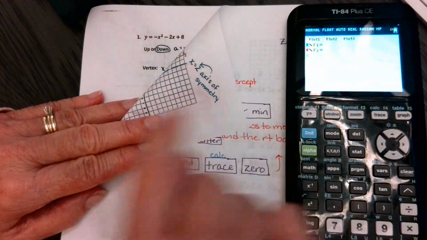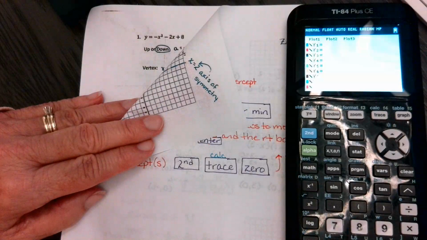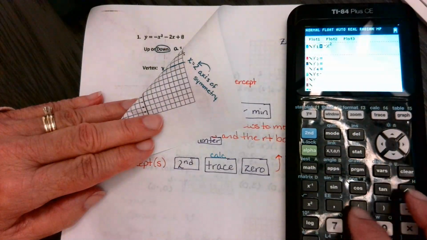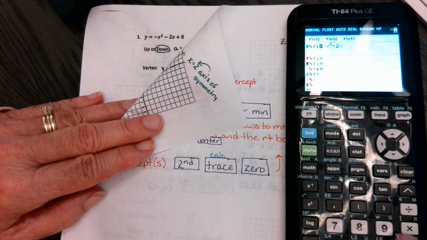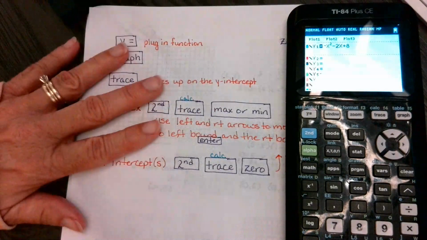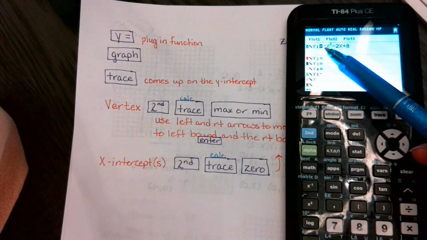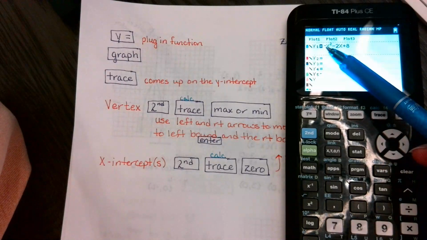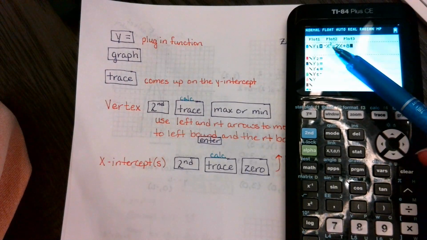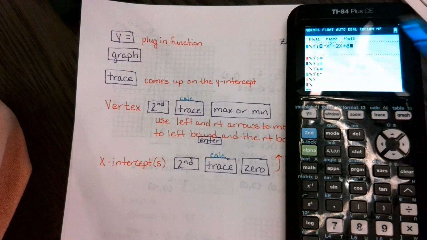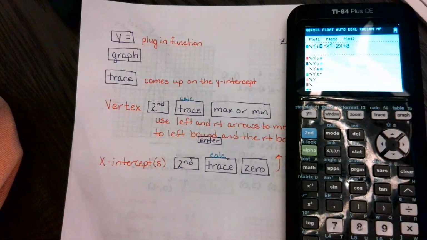So I'm going to hit my y equals, and I'm going to plug in negative x squared minus 2x plus 8. Something you need to be real careful about is don't start with a minus sign. That's a negative. See how small it is compared to the minus sign? Because if you put a minus sign there, I think it's going to give you an error message. I'm pretty sure.